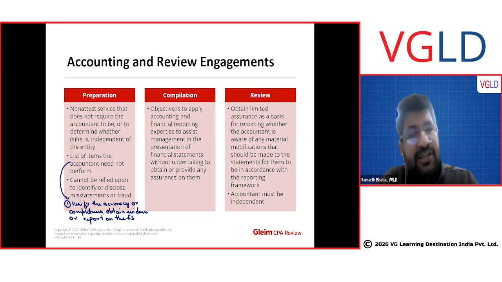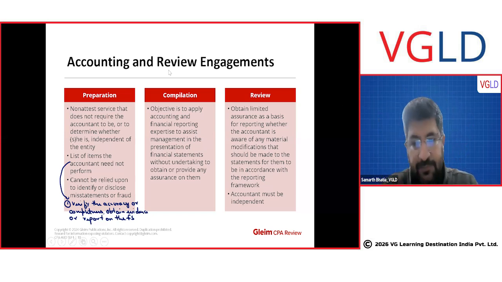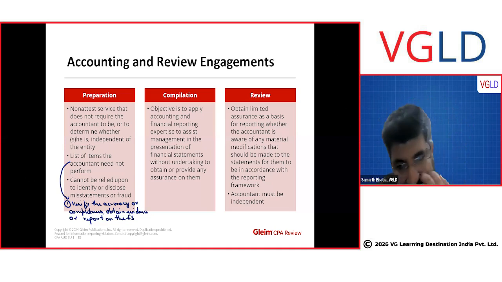Unlike a preparation service, compilation requires the accountant to be independent. For compilation, you need to be an independent person. If you are not independent, you cannot do the work of compilation. You have to issue a compilation report. You have to disclaim any assurance. You have to disclose the lack of independence if applicable.